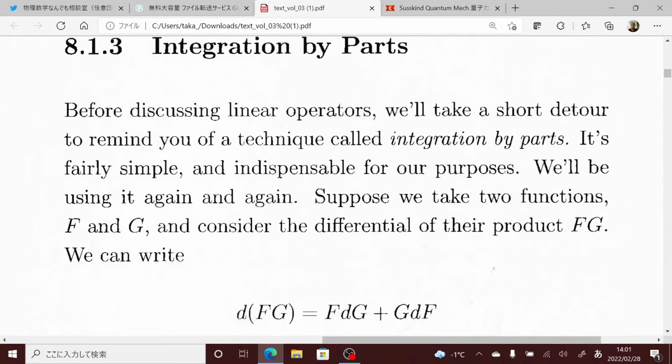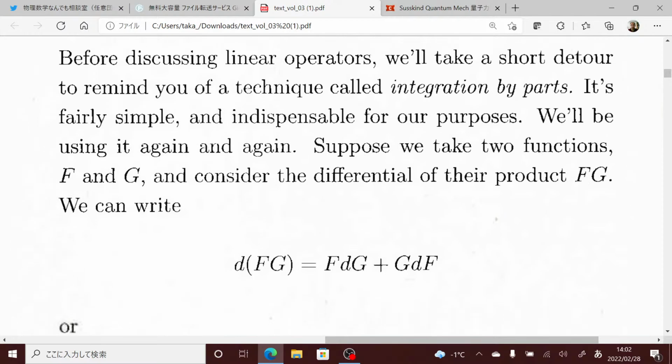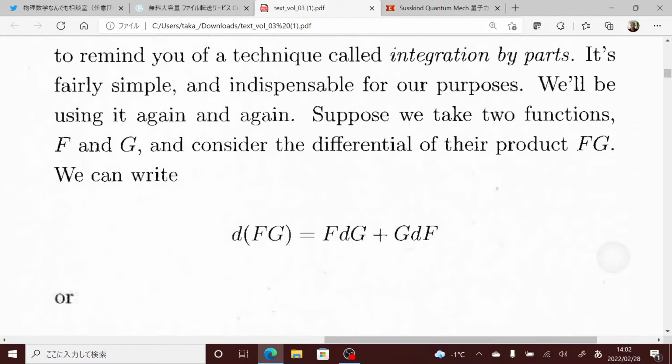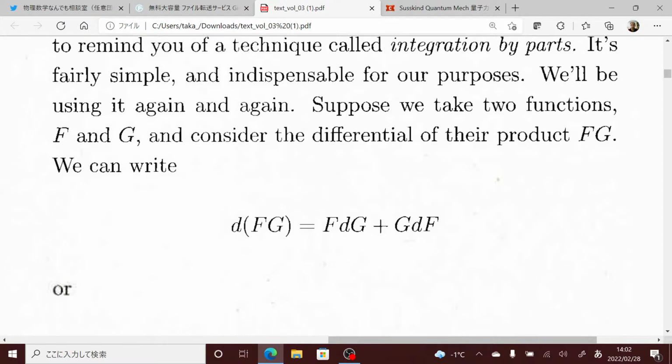Before discussing linear operators, we will take a short detour to remind you of a technique called integration by parts. It's fairly simple and indispensable for our purposes. We will be using it again and again. Suppose we take two functions f and g and consider the differential of their products fg.